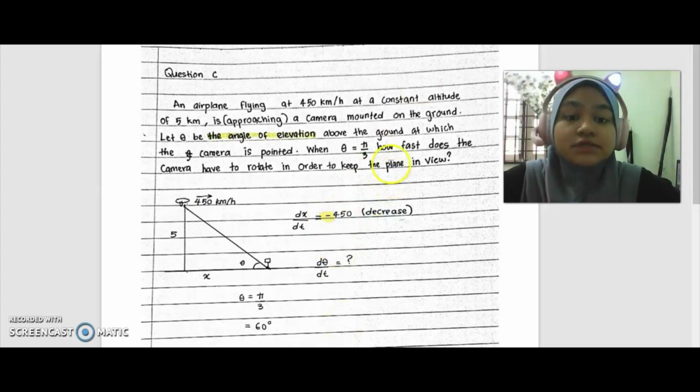Alright, so this question say when theta equal to pi over 3, how fast does the camera have to rotate in order to keep the plane in view? So this question wants d theta over dt. So yeah, it will be continued by my member. So that's all for me.